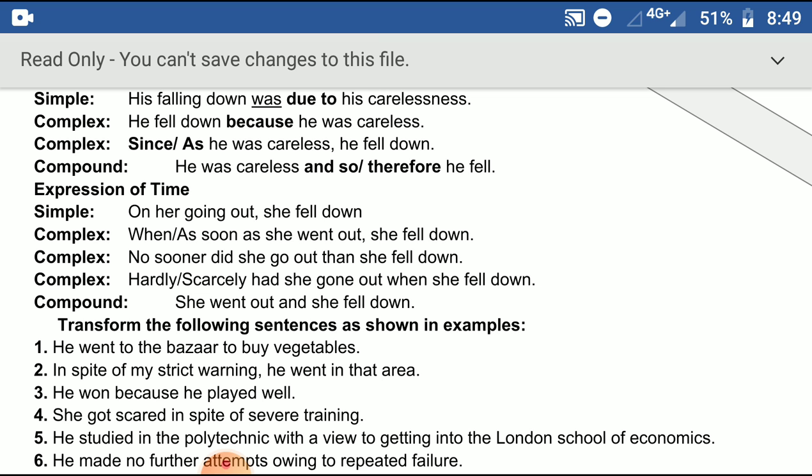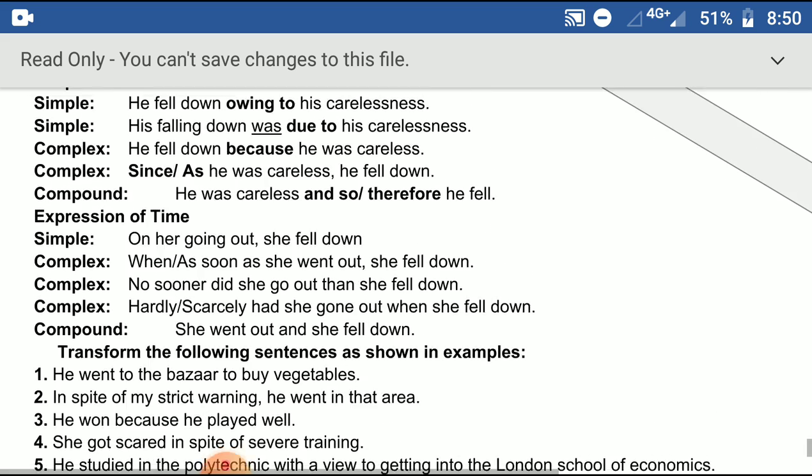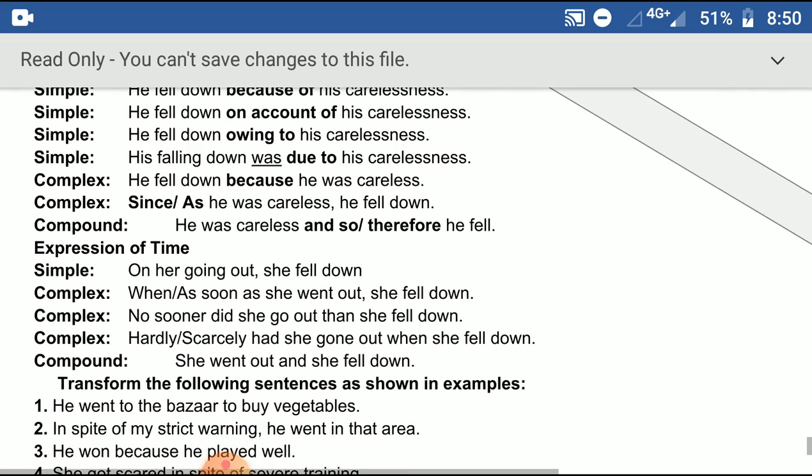When we use and, so, and therefore, it becomes an adverb clause of result instead of an adverb clause of reason, because so and therefore show you the result. He was careless is the reason, and the result is he fell down. So: he was careless, and so, and therefore he fell down, and we put a comma to make it a compound sentence. So that is all about the adverb clause of reason and the words indicating reason.